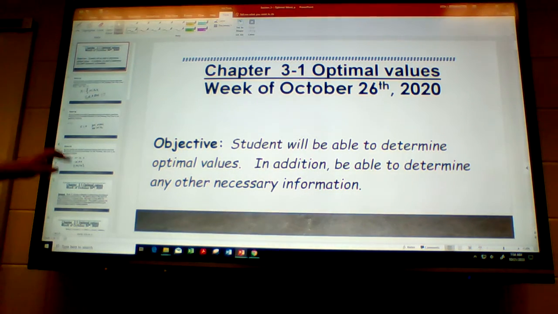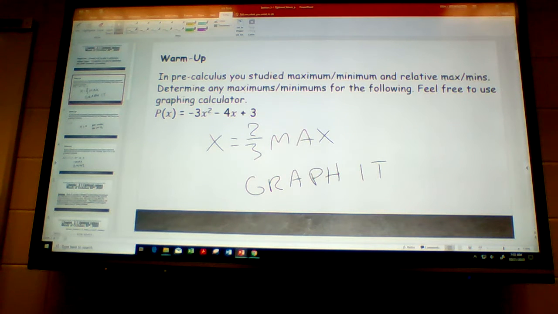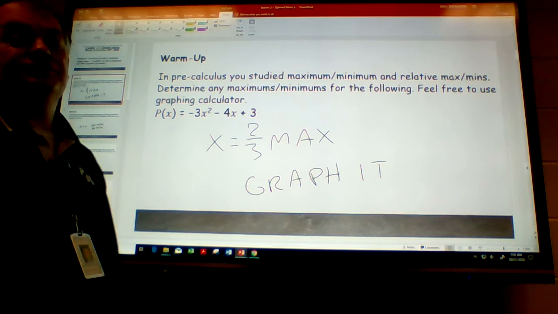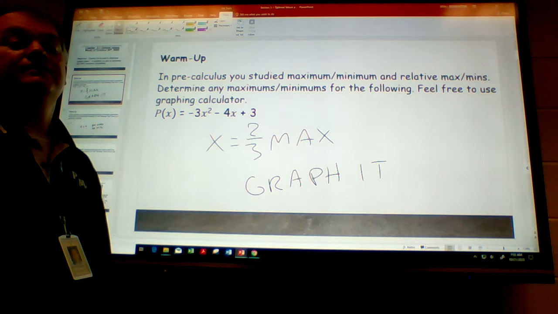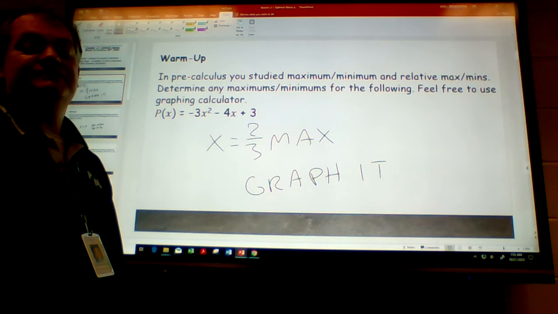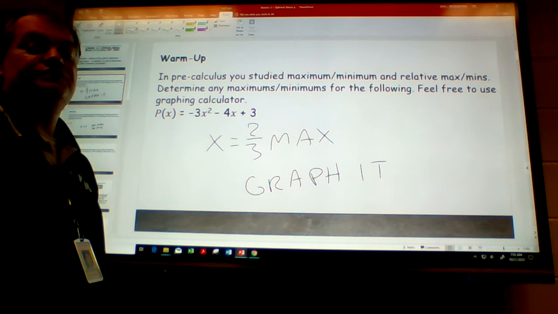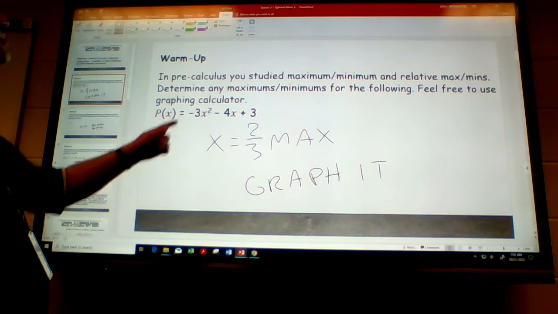All right, I went ahead and worked the warm-up with you. Basically, the best way to do the warm-up is to graph it. Actually, I'm going to show you some new things that will help you do a little bit better. But I went ahead and worked with you to save some time. Here we go. X equals 2/3 is the maximum for this particular equation.